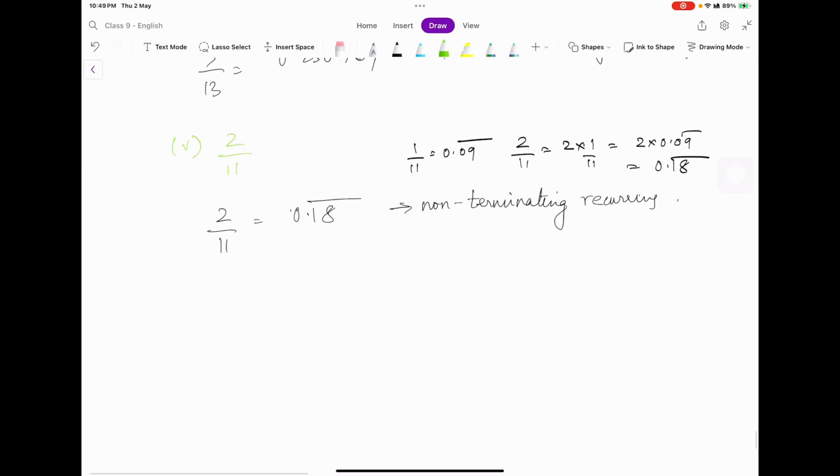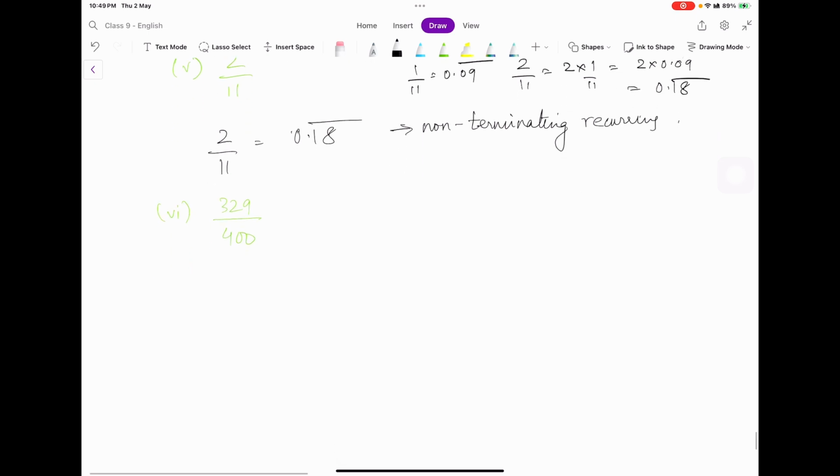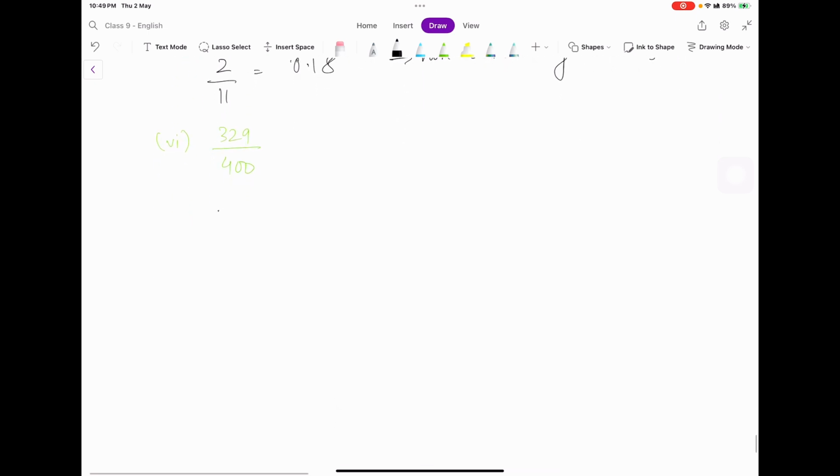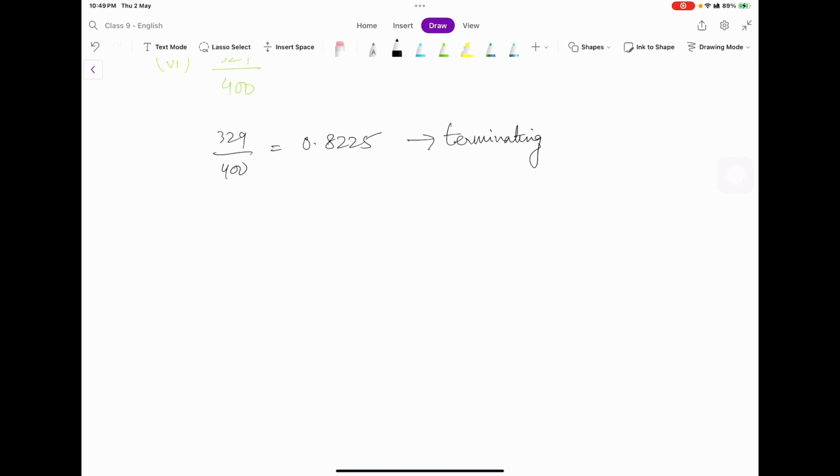Then 5 is gone. Sixth is 329 by 400. You can see this is in the form of 2 to the m into 5 to the n, so it is the terminating one. But you have to do the division, and the division is coming as 0.8225. So it is a terminating decimal expansion. Okay, so this was the first question.